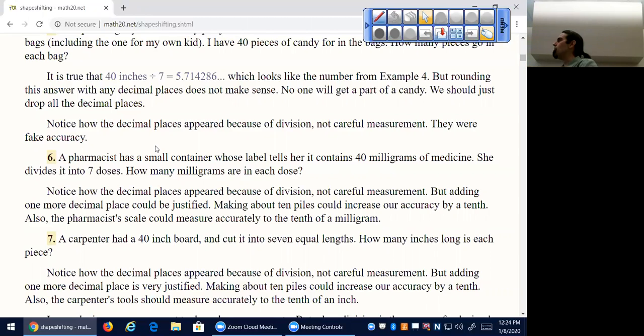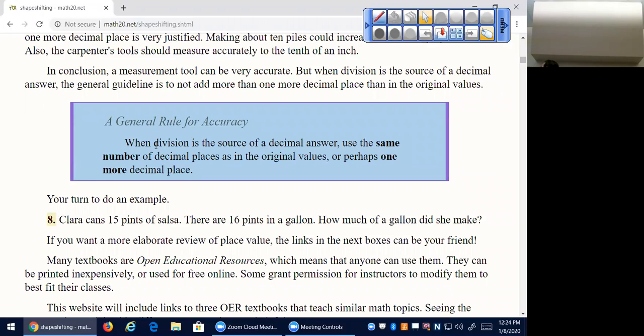When should you do rounding? We had examples that said there might be certain tools, like a pharmacist scale or a carpenter's saw, that told you, yeah, this is about how accurate we can actually be. If it's just some random word problem in a math book, the general rule is to use the same number of decimal places as we originally had in the problem, or perhaps one more. Because splitting things up into piles does sometimes make it more minute, give us a little more accuracy. So that's the rule for when to round.